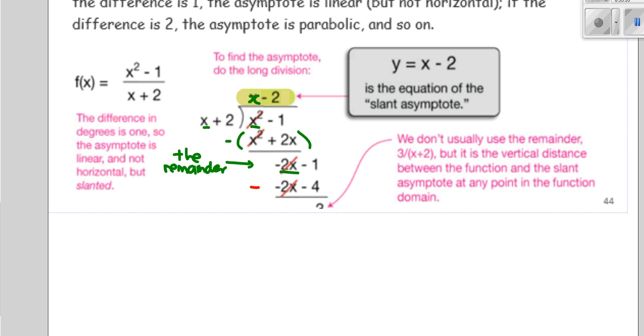We're doing that minus that, like elimination in simultaneous equations. So minus 2x minus minus 2x cancels out, and minus 1 minus minus 4 is 3. We don't use this remainder here, but this is the asymptote. That's our asymptote equation. This is the answer to the long division.